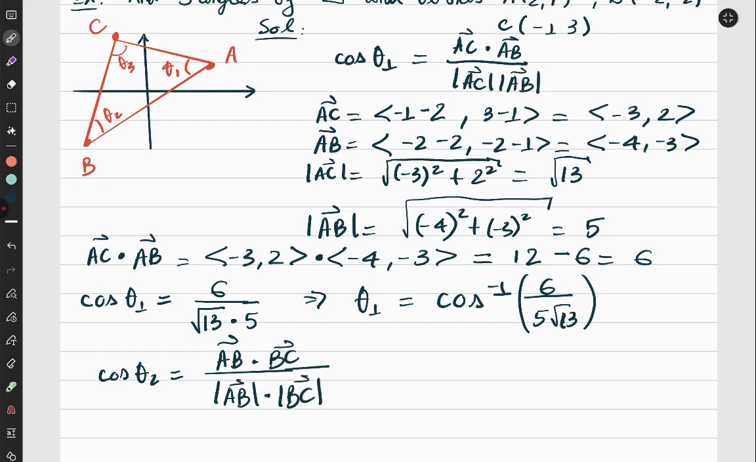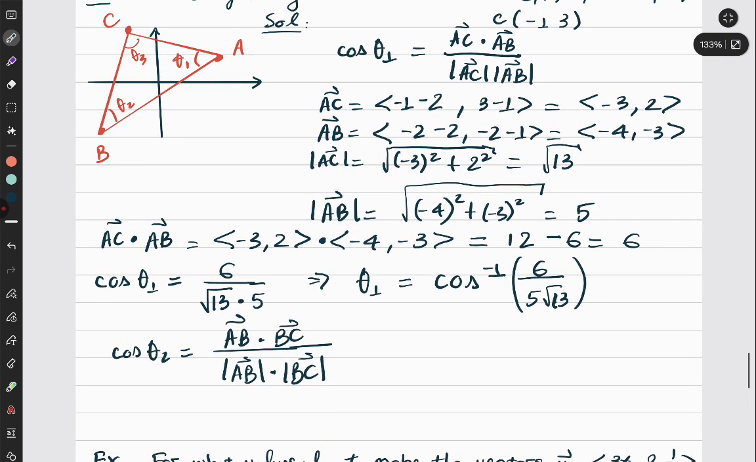Is that right or wrong? Cosine theta 2, which is this angle. That means I need this vector multiplied by this vector divided by the length of them. That's their length. Good? Right or wrong? It's wrong.